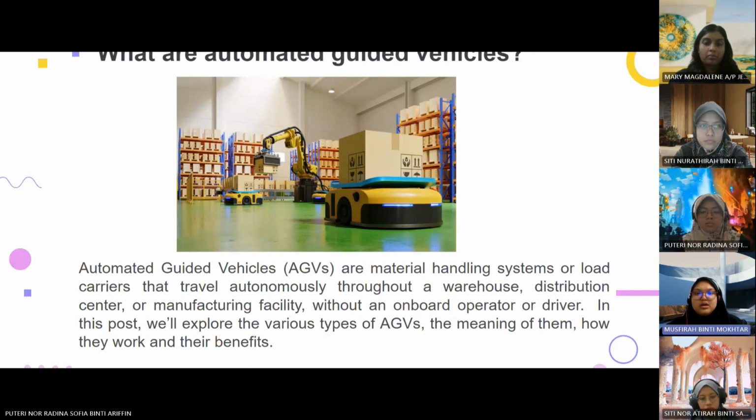This is an automated guided vehicle. Automated guided vehicles are battery-powered handling systems or load carriers that travel autonomously throughout a warehouse, distribution center or manufacturing facility without an on-board operator or driver.